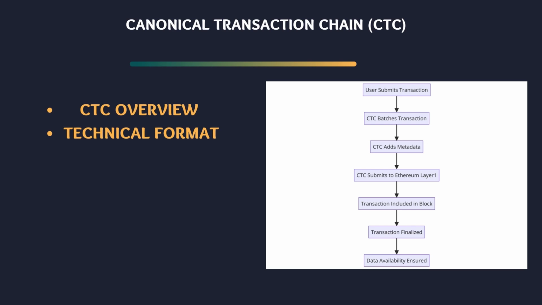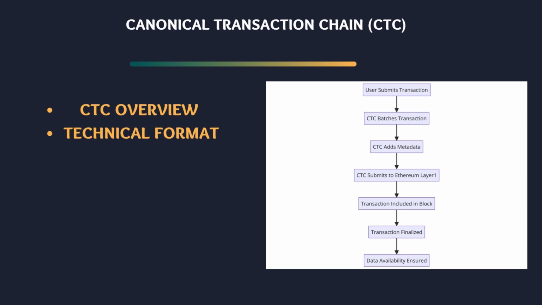6. Once included in a block, the transactions are considered finalized. This finalization means that the transactions have passed through all necessary checks and are now complete. 7. The final step in the process ensures data availability. By recording the transactions on Ethereum's main chain, the CTC guarantees that the transaction data is available and can be referenced or audited in the future.